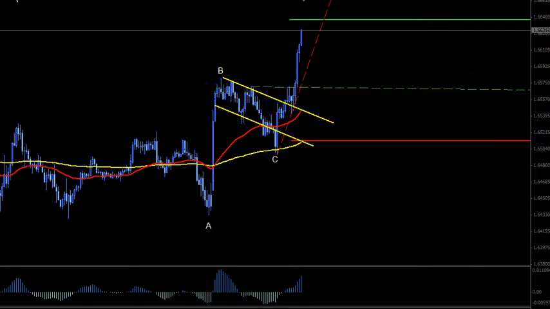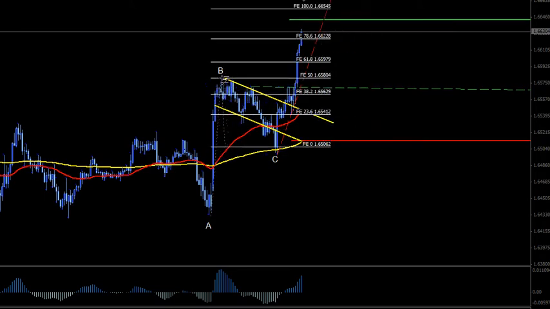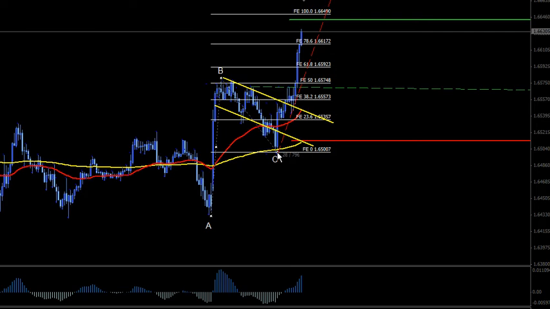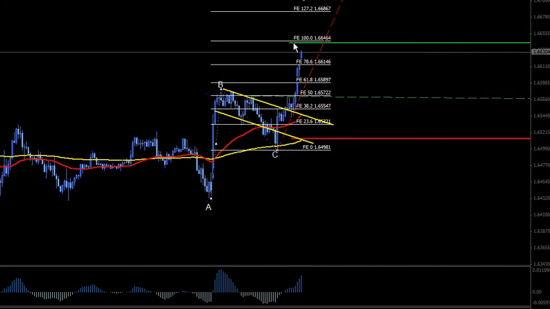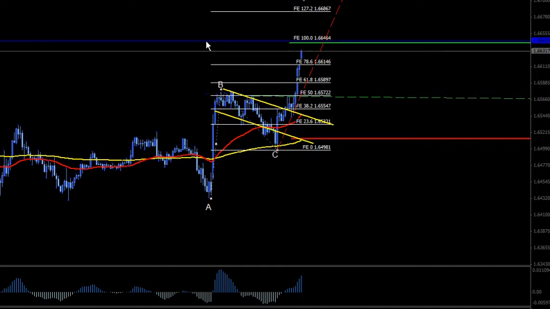Let's find the target. Use your Fibonacci expansion tool and fib from A to B and bring this third leg down to C. Okay, so here's the target, 66.46. Let's just put a line across there because it'll probably hit that area before we're even done with this video.